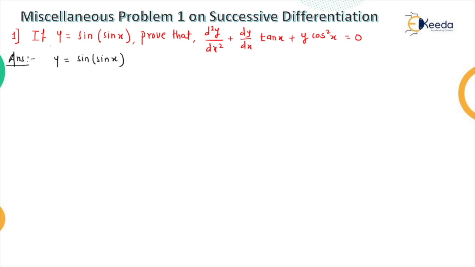This is the given problem, where y is a function of x, and you have to prove that the double derivative of y with respect to x plus the single derivative of y with respect to x into tan x plus y into cos square x is equal to 0, guys. So this is your given example and you have to prove this.